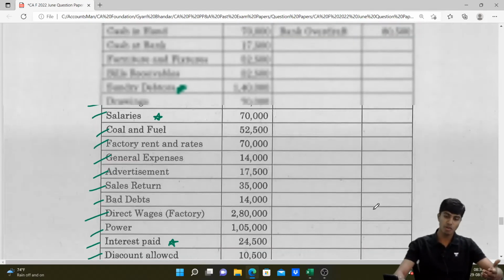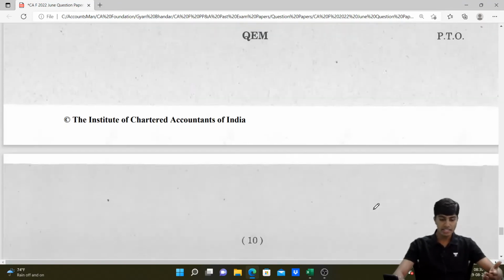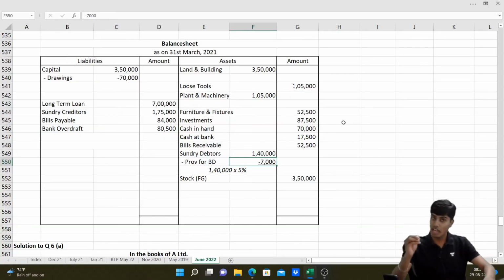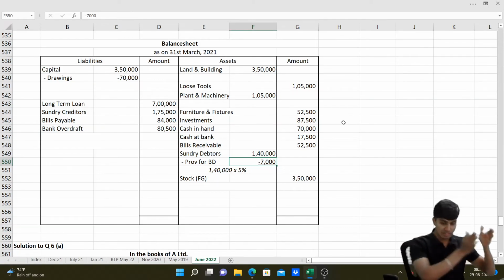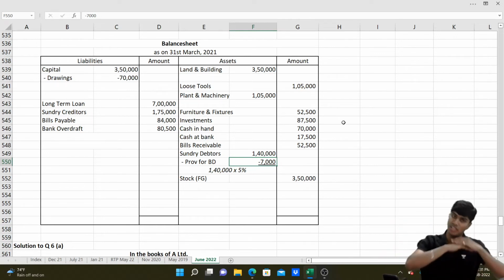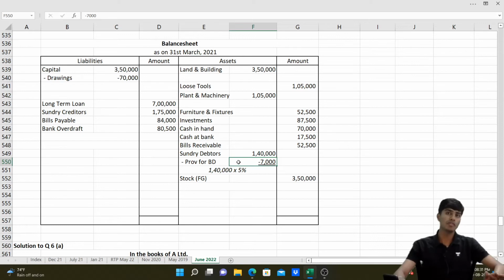See, 7,000 of provision is already there in trial balance. And they're saying provision is to be maintained at 5%. So there is no need to create additional provision. What we have is what we need. Provision is available at 7,000. Provision was required at 7,000. That is 5%. We have the exact provision. No provision to be created. Nothing will come in P&L because there is no provision expense. However, 1,40,000 debtors, 7,000 provision is there. The closing balance will be 1,33,000.